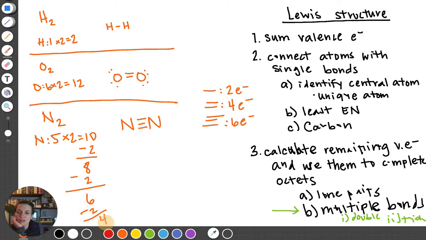Now I have 4 electrons left. Both of my nitrogens have 6 that are ascribed to them, so they both just want 2 more. And this is the Lewis structure in the makeup of nitrogen.